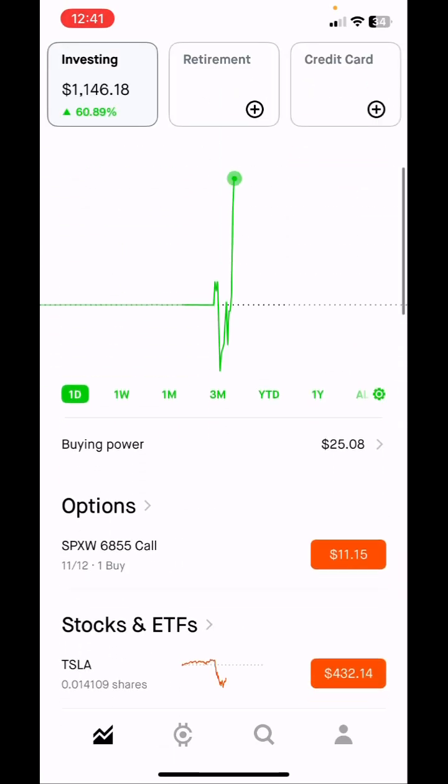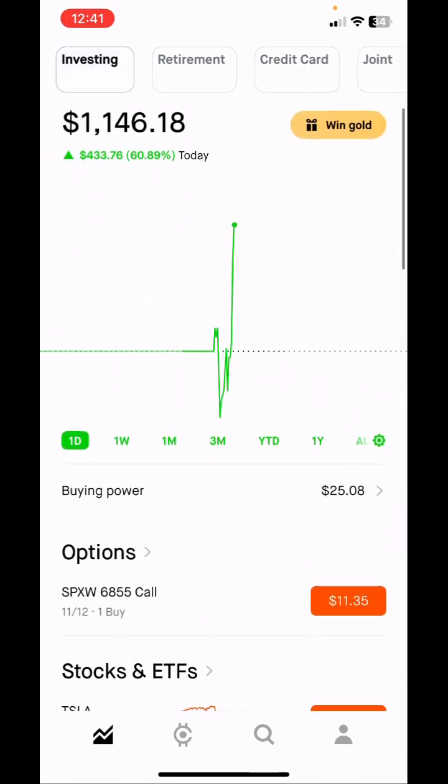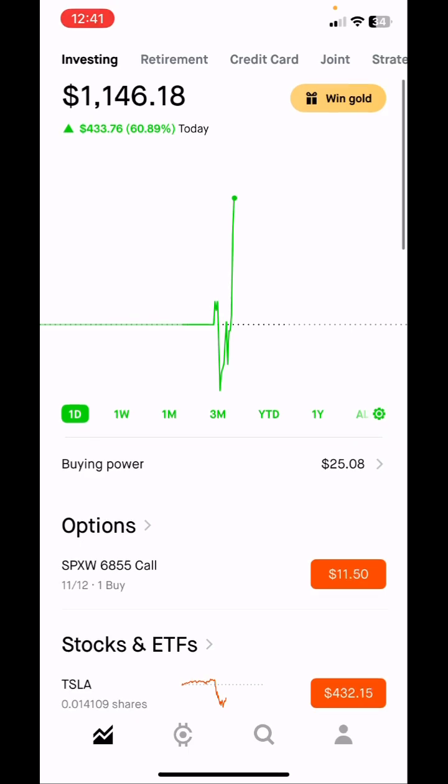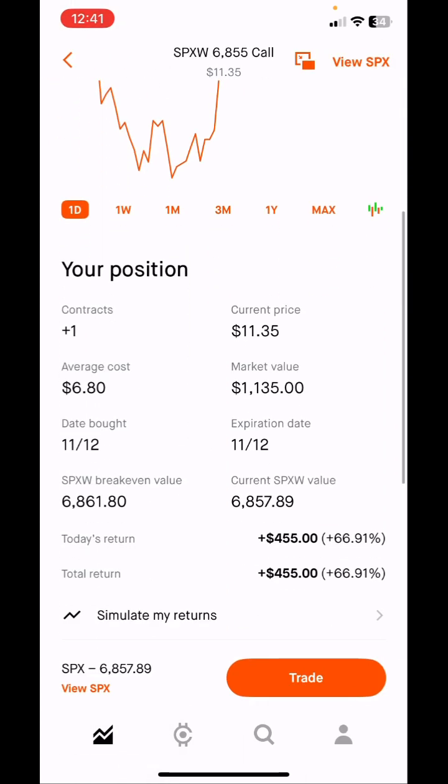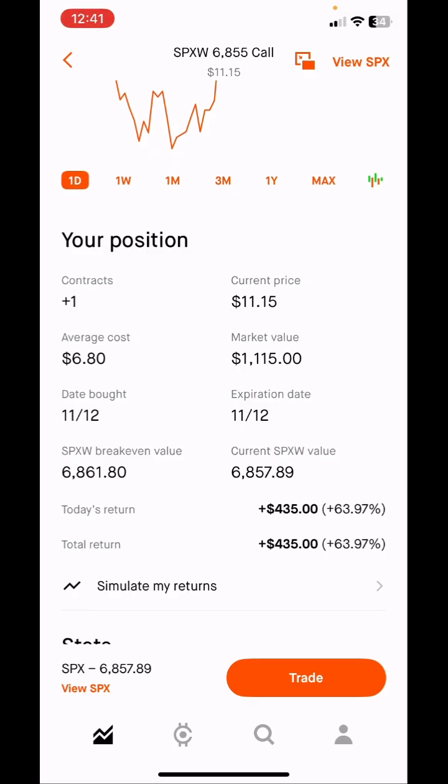Probably up maybe 400 or something. They don't want to show me. Okay, 433. You know, I'll probably have you guys take profit now. Up almost $500. Now I can reject at this 200 moving average.